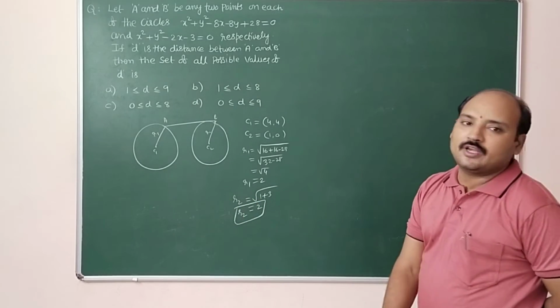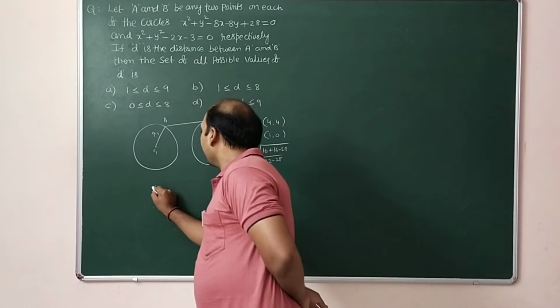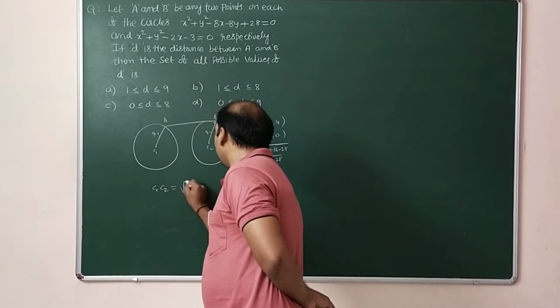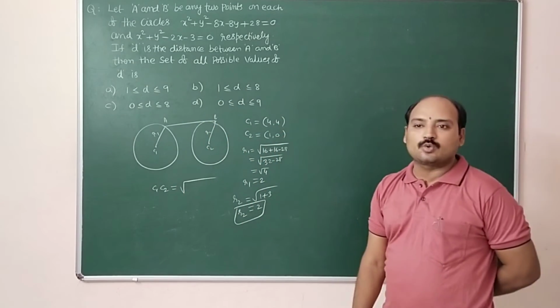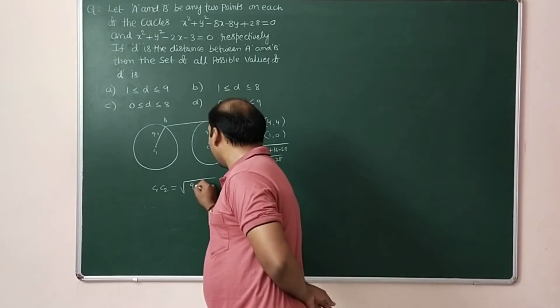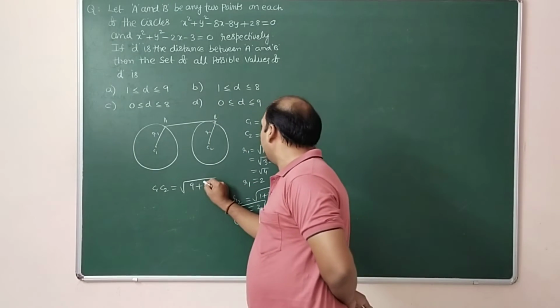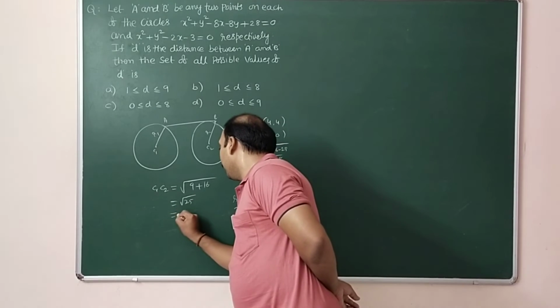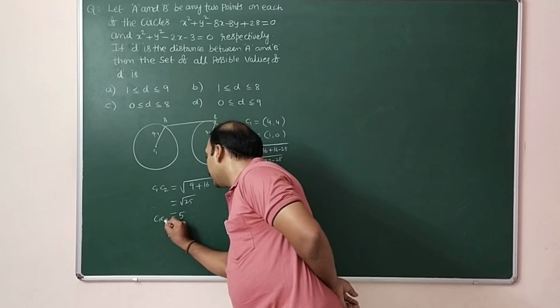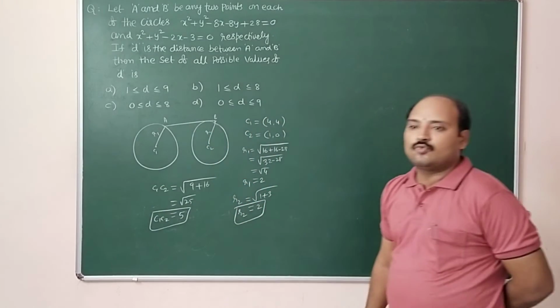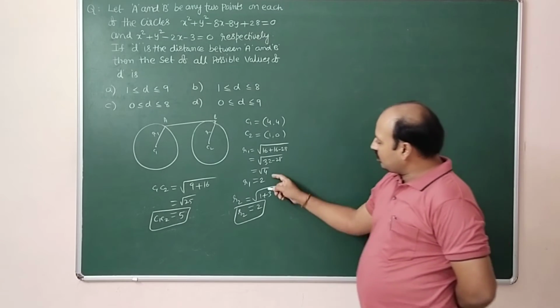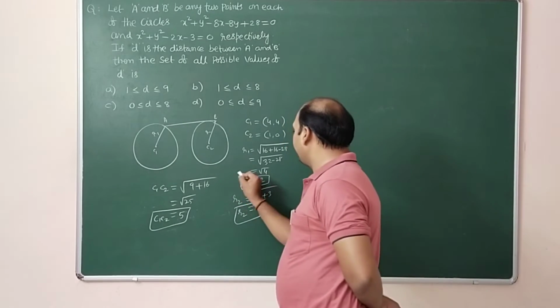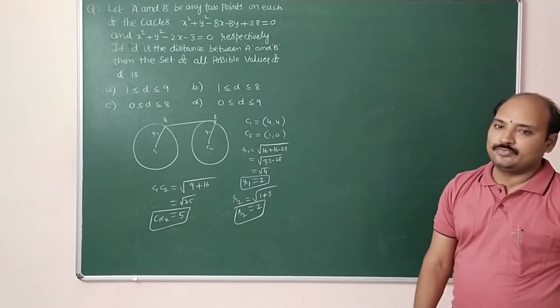The distance between the centers, C1C2, is equal to the root of (4 minus 1) whole square, which is 3 square, that means 9, plus (4 minus 0) whole square, 16. So root 25 is equal to 5. So the C1C2 value is equal to 5. R1 and R2 are both equal to 2 and 2.